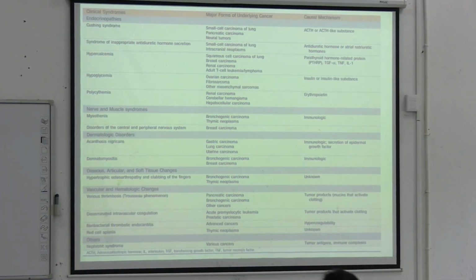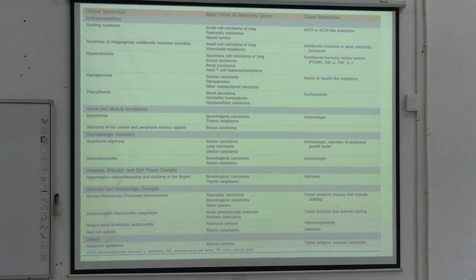Then you get syndrome of inappropriate antidiuretic hormone secretion, polycythemia, etc. So endocrinopathies are very important. At least you remember the endocrinopathies very well. Other than endocrinopathies, we get nerve and muscle syndromes.